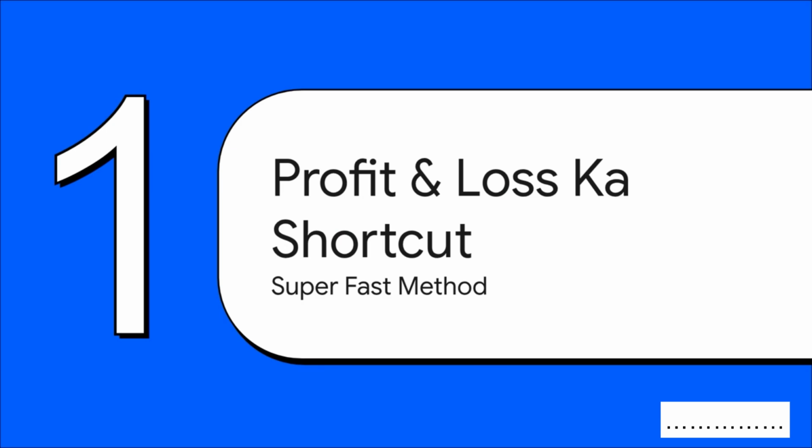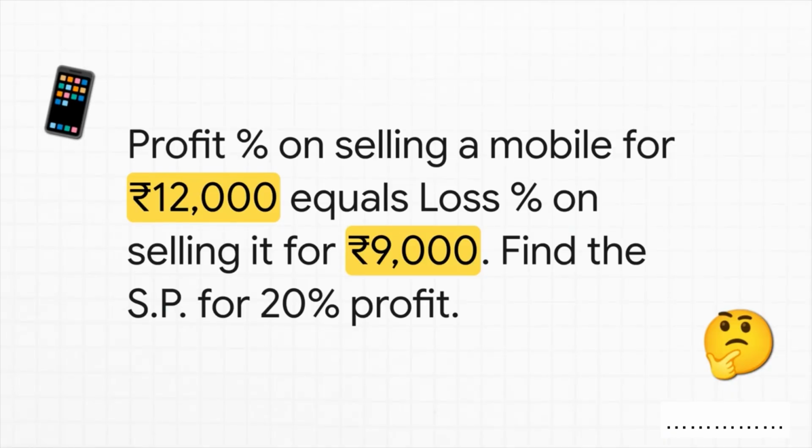Okay, let's kick things off with a very common profit and loss problem. You see this type of question in exams all the time. And believe me, the solution is incredibly simple once you know the secret trick. So here's the problem. You sell a mobile for 12,000 rupees and you make a certain percentage of profit. Now, if you sell that same mobile for 9,000 rupees, you get the exact same percentage, but as a loss. The key question is, what price should you sell it at to make a clean 20% profit?